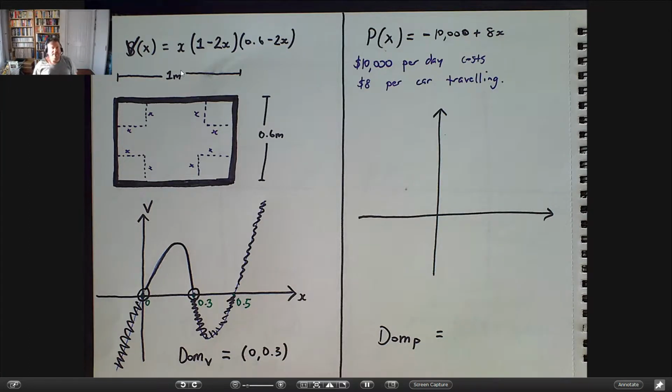Is a box with 0 volume really a box? That's up to you, I think. Last question. So this is the one about CityLink.